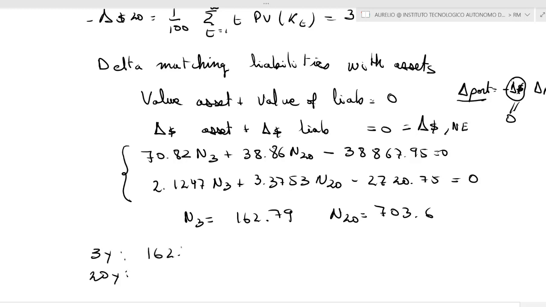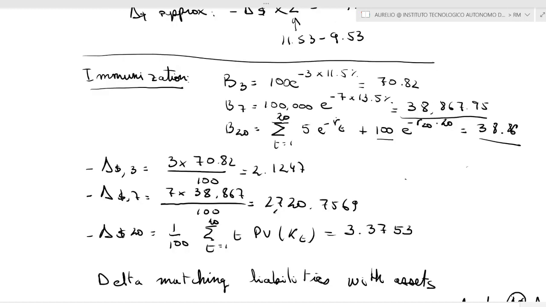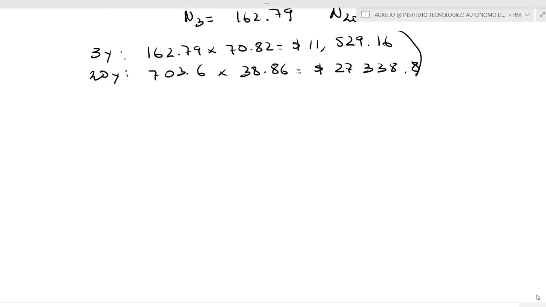162.79 times the present value, that's 70.82. You need to buy 1,529.16, and of the 20-year bond, you need to buy 703 units times the present value, which is 38.86, and that gives you 27,338.8. Note that when you add these two quantities, you get the present value of your liability, which was this 38,867.